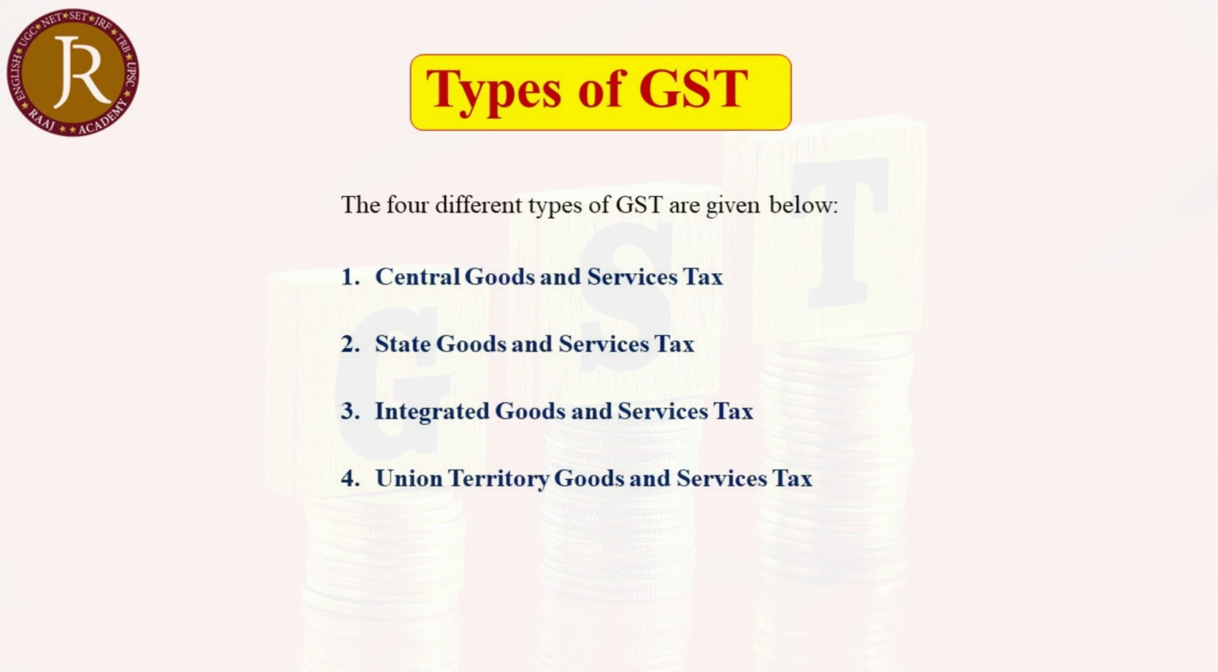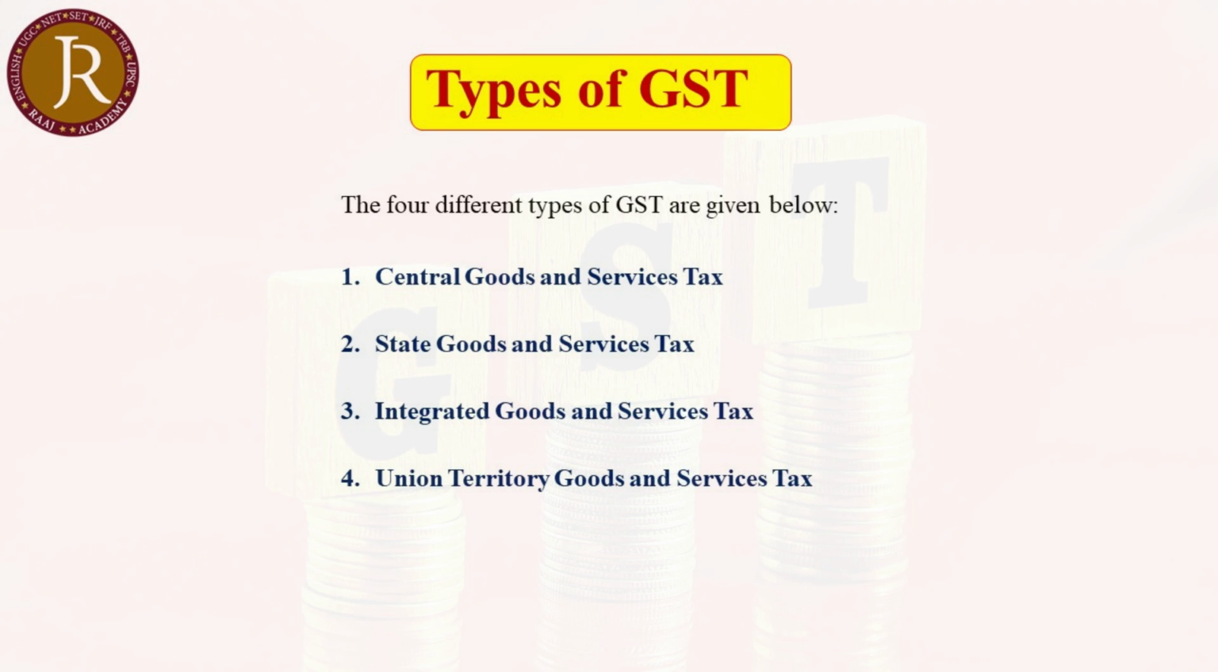GST in various forms. These are the following list of GST. First one is Central Goods and Service Tax, that is CGST. CGST is a tax that is levied on supply of goods and services that occurs within the state, or we can say that it is an intra-state supply of goods and services.